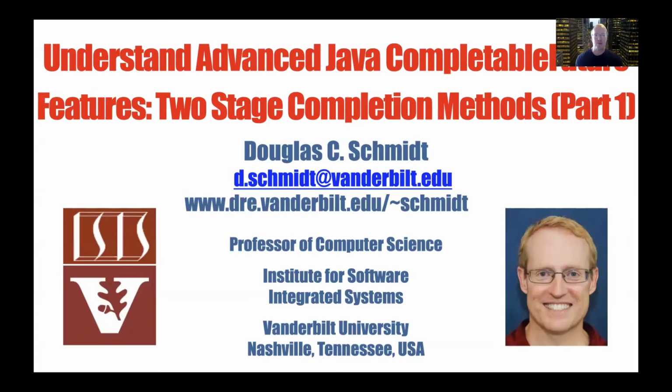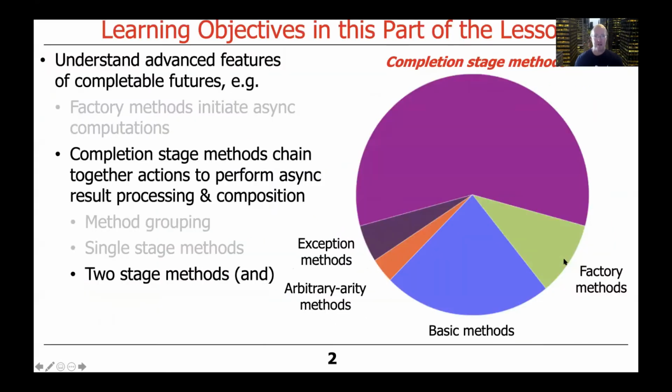So it probably comes as no surprise that the next discussion here will be on two-stage completion methods. And what I mean by that is completion stage methods that are called back when both of the previous stage completions finish. So you have two completable futures, and the two-stage methods will be called back only when both of the previous stages are done.